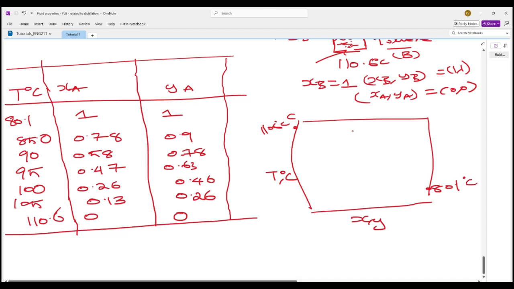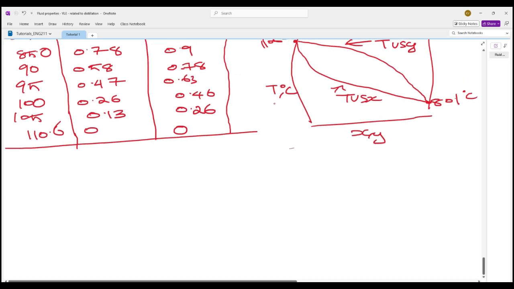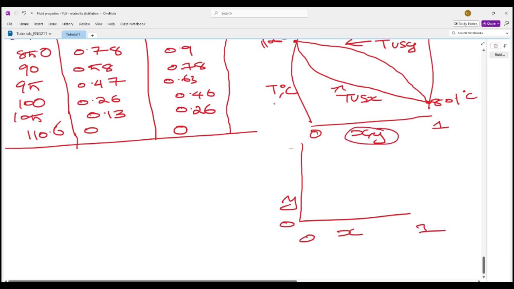So if you plot x versus y, this is T versus x. Then if you plot something on the top versus y, that's why it's called a Txy diagram. If you want, you can even plot an xy graph. So x and y, and note that this axis should range from 0 to 1 because both are mole fractions, and here again 0 to 1.